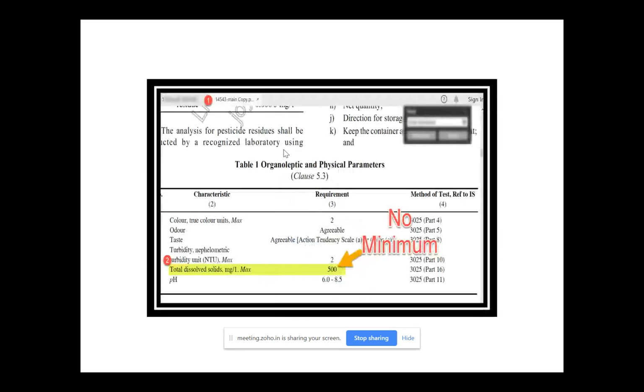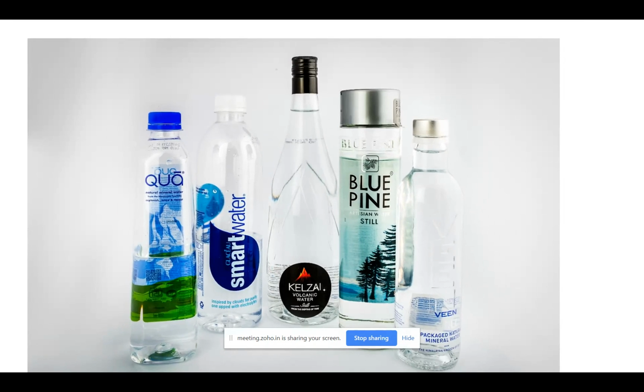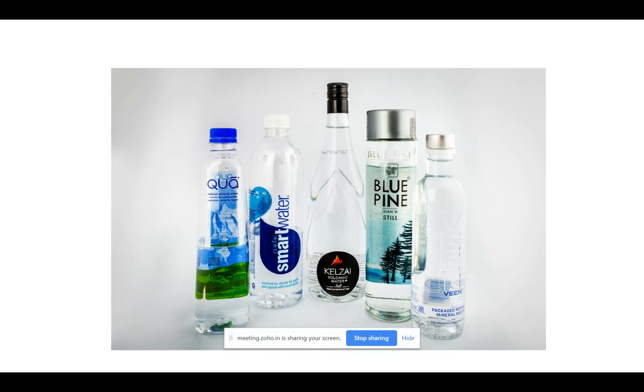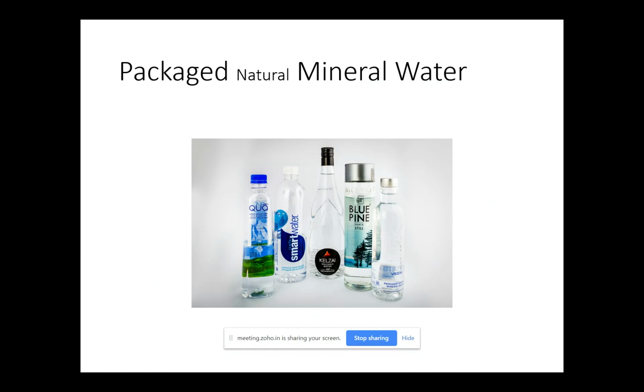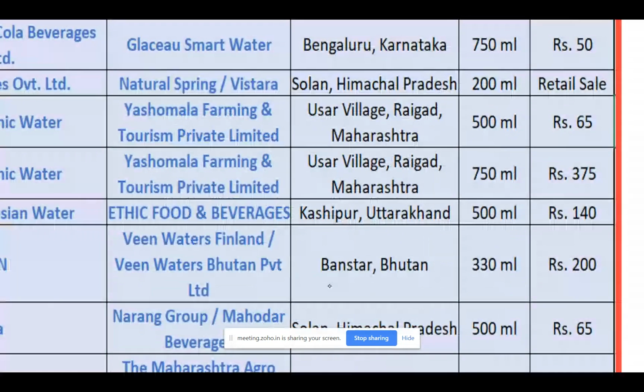Meanwhile, we'll just go to this slide. So this is packaged mineral water only, but there is a small phrase inside that you can see, packaged natural mineral water. If you see those bottles, these are all high-end bottles, Qua, Smart Water, Kelzai, Blue Pine and Ween. So we don't really know what it means, because there is a fundamental difference in these bottles. These bottles are very expensive. These are the brands.